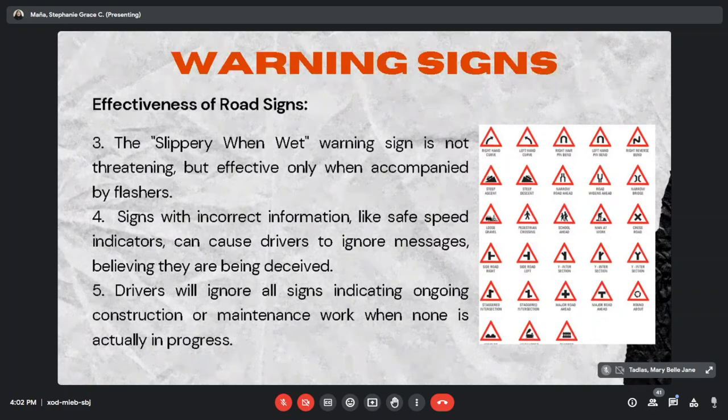So, third, the slippery when wet warning sign is not threatening but effective only when accompanied by flashers. So, the flashers are the hazard lights on vehicles.